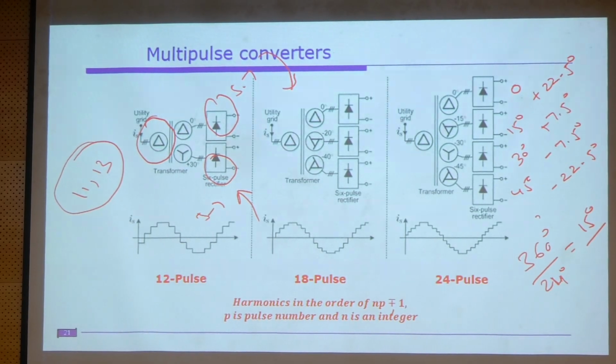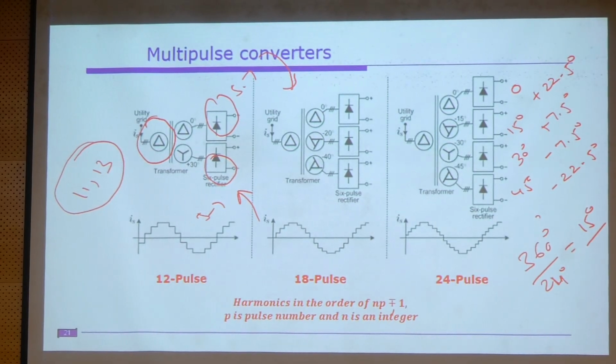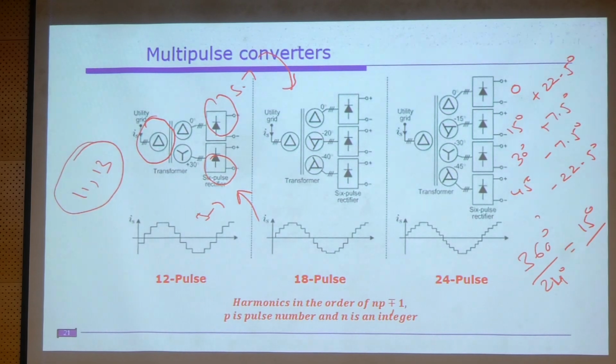Normally a 30 degree phase shift is provided by zigzag and star delta transformers. If it is other than 30, like 15 degrees or 20 degrees, right, then you are supposed to use zigzag or polygon special types of transformers. So you need to have some special design. The drawback here is that when you include a transformer, you are adding weight.